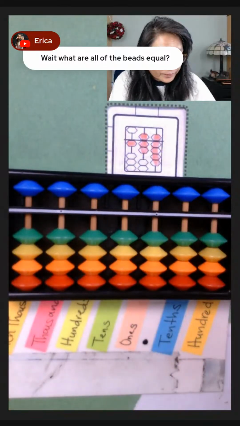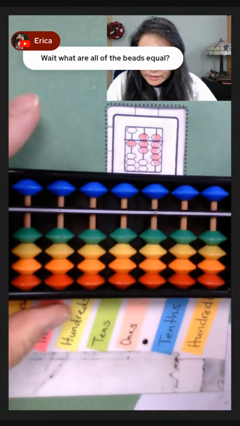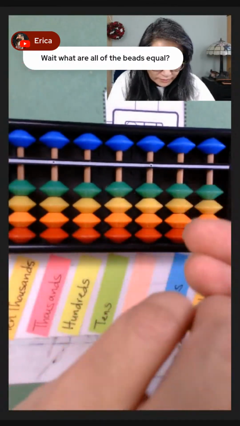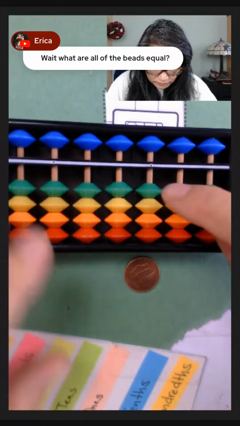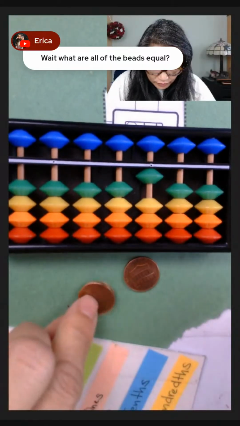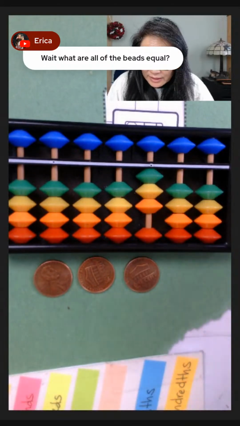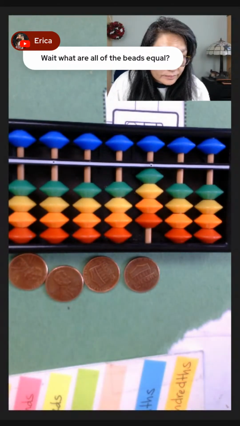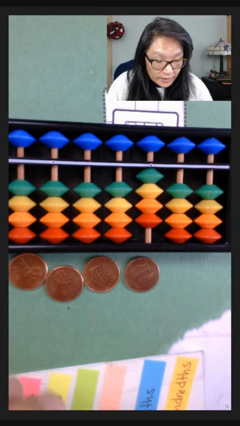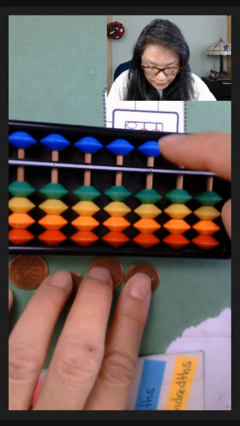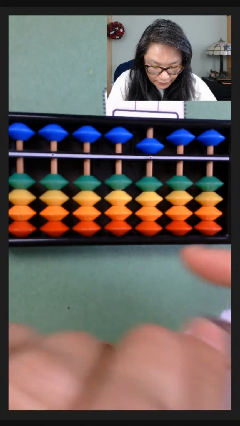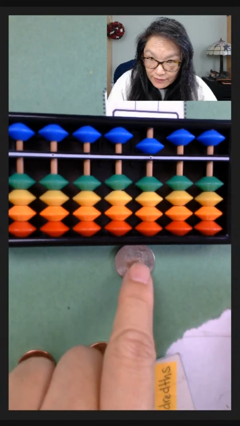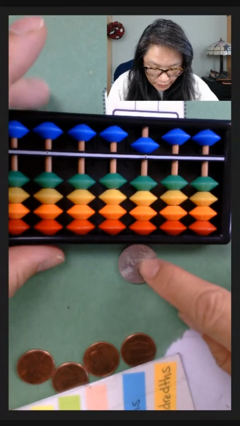Let's do a review. So when I count, I have 1 on the abacus. I have 2 on the abacus. I have 3 on the abacus. I have 4 on the abacus, right? Then 5 is always going to be at the top bead. 5 is like a nickel. 5 is like 5 cents. 5 is the value of 5.